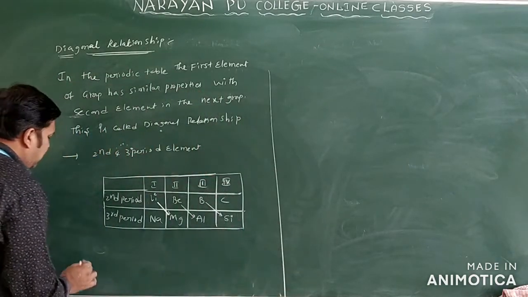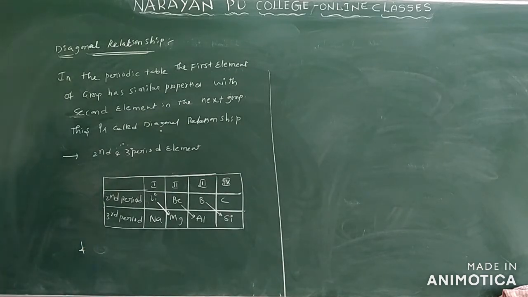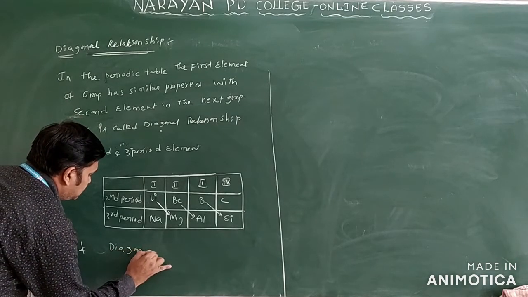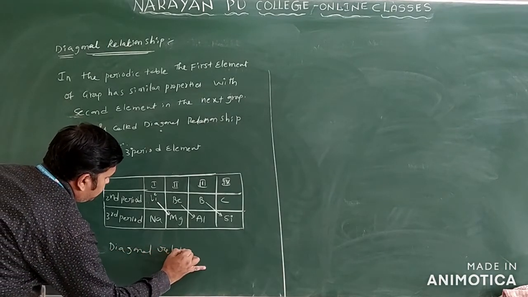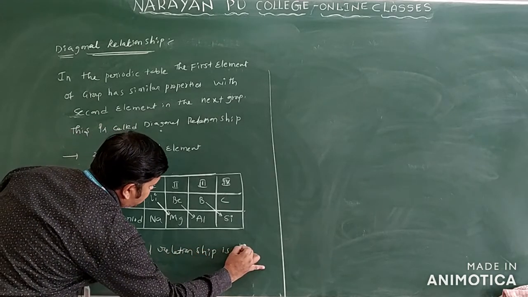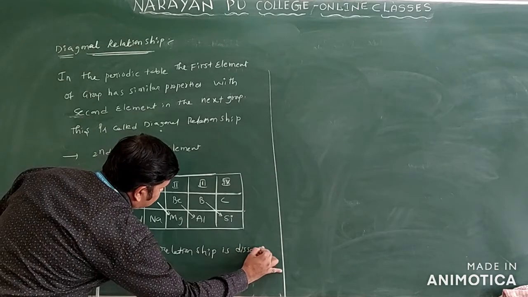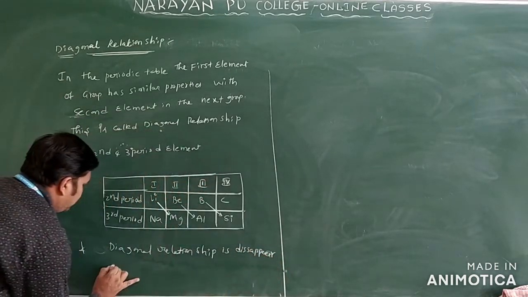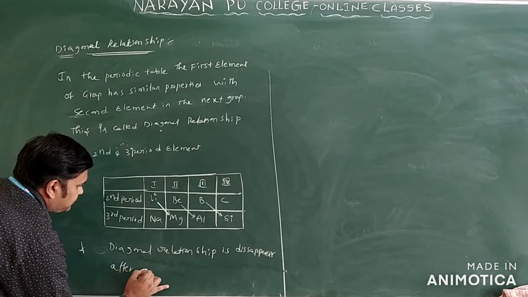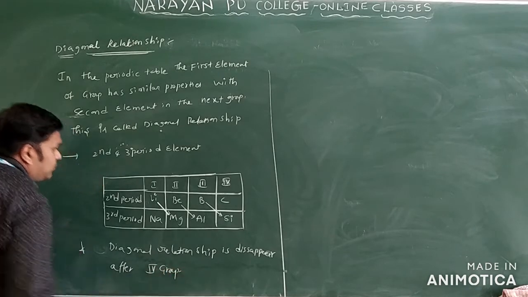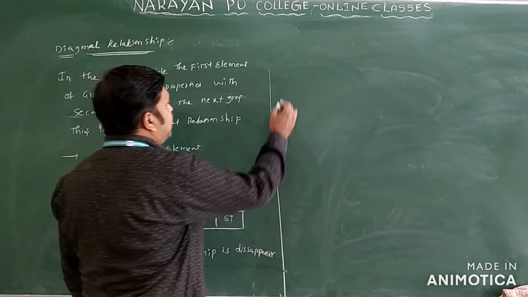So we will write that point here. What is the point we have? The diagonal relationship disappears after the fourth group only. After the fourth group only.